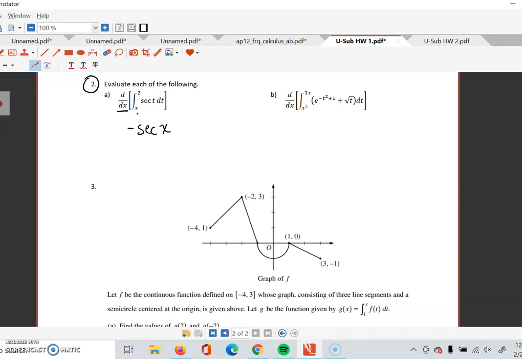And the other one, we're going to drop in both of these two, and then we're going to multiply times the derivative of what we drop in. This is going to be e to the negative 3x squared plus 1 plus the square root of 3x. All of that will be multiplied times 3, and that's going to be minus e to the negative x squared, squared plus 1 plus the square root of x squared times 2x.